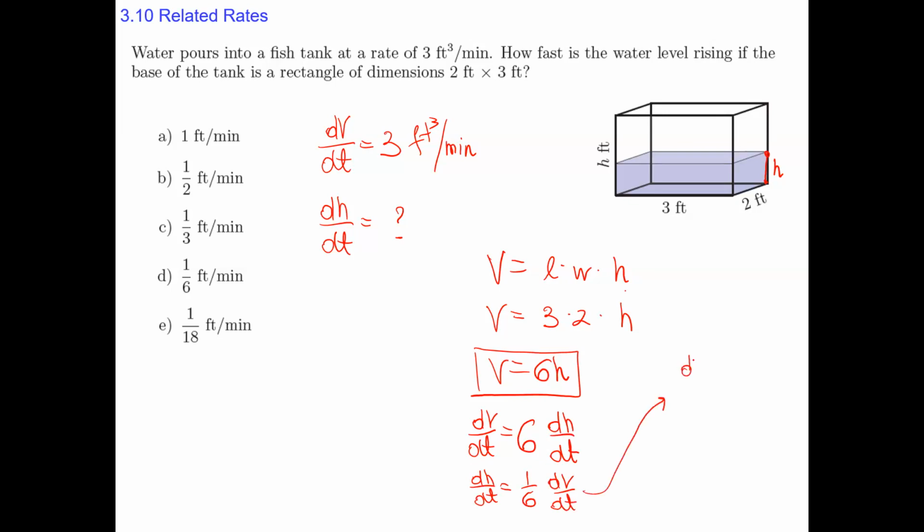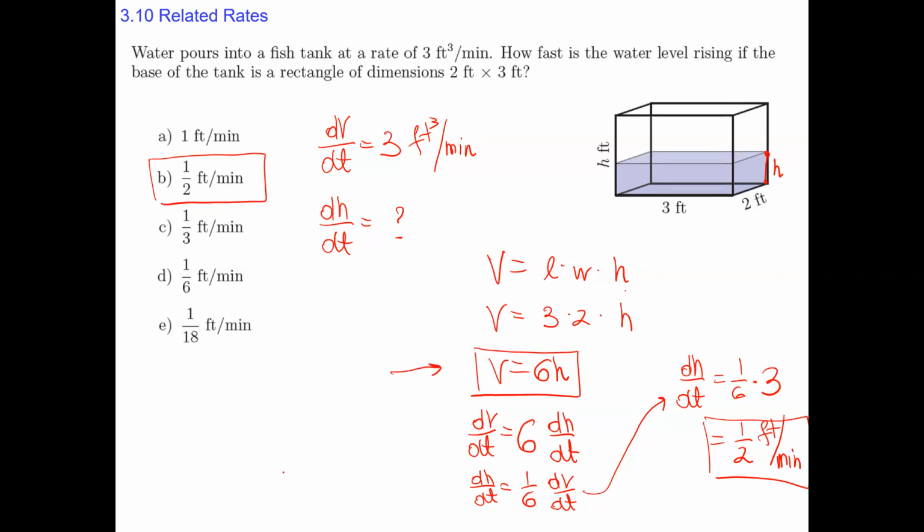And I can write here dh/dt, the rate of change of height with respect to time, is 1/6 times 3. The final answer is 1/2, and it's just the distance over the time, feet per minute. I hope the units are fine, okay? You can probably do even faster, but I just did the formula: we need the relation, then the relation between the derivatives, and then substitute everything. Really nice and good exam type question, because it's quick and still testing related rates.